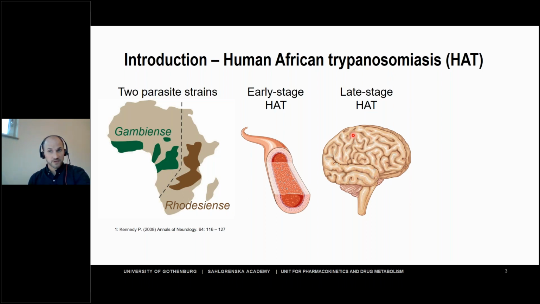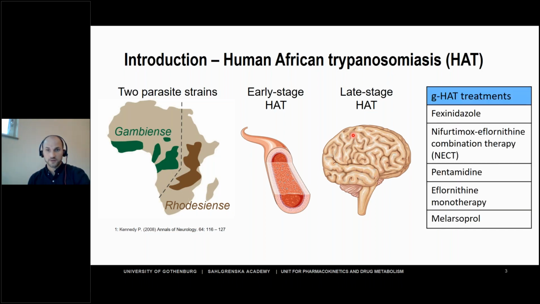There are available treatments out there, and here's a list of those available treatments. So on the top here we have fexinidazole, which is a major step for the diseased population here, where fexinidazole is based on great work from the Drug for Neglected Disease Initiative, and that was approved back in 2018. So it's the first drug in many, many years to come for this diseased population.